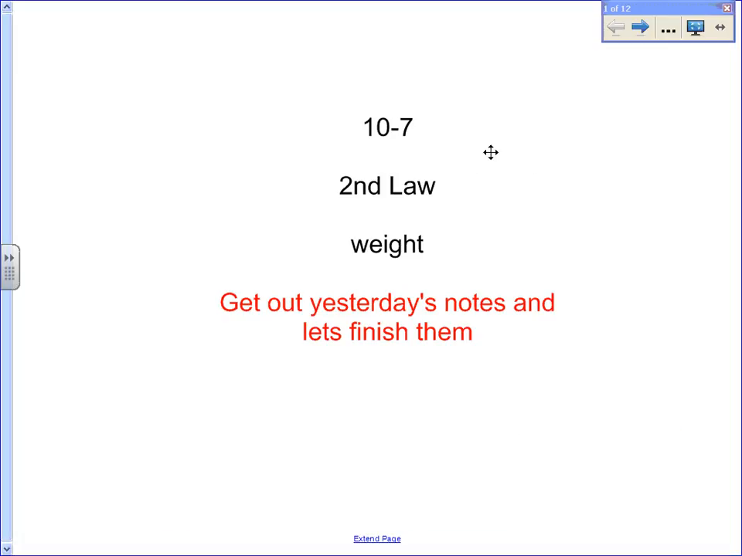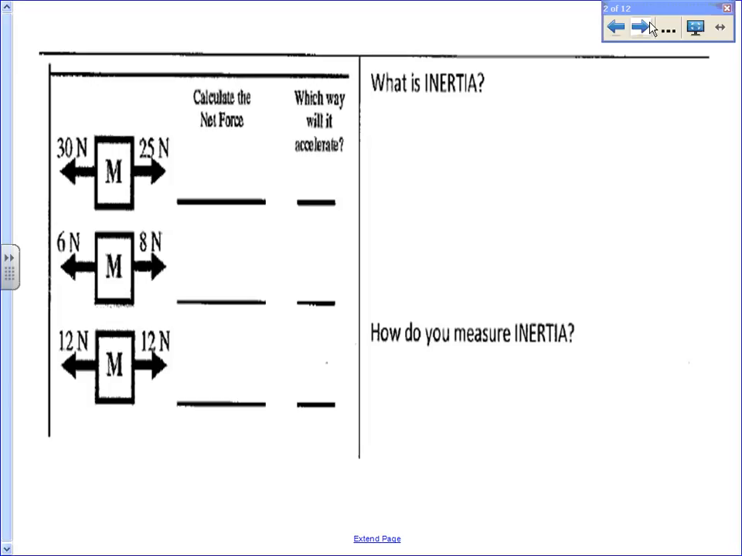Okay, today we're going to be looking at Newton's second law and weight. To kind of review what we were doing earlier, Newton's laws are about forces. A force is any push or pull.